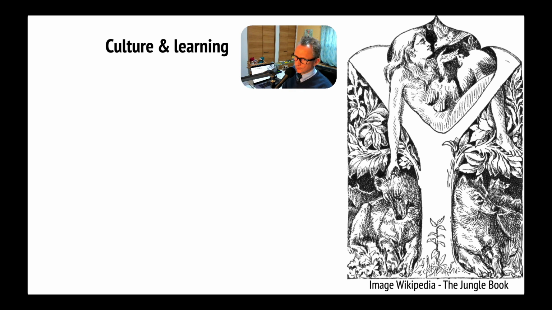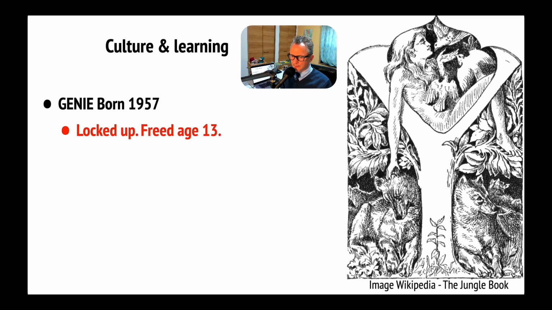Now, it may not be fair to Jeannie, who was born in 1957, to call her a feral child, but basically from the time of birth till the age of 13, she was locked up and not allowed social communication or enculturation. She was set free at the age of 13. At that time, she knew about 20 words. Stop it, no more, no, things like that.